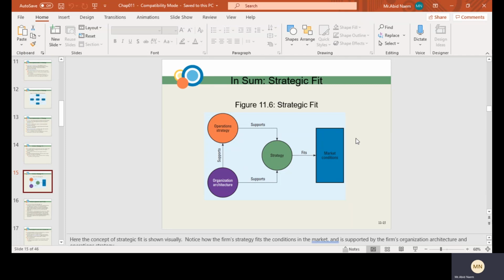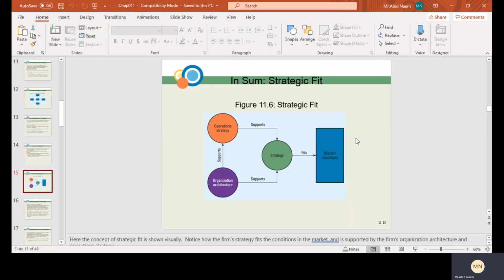We were discussing the international business strategy for M&E, and we stopped the lecture at strategic fit. This is the graphical representation of strategic fit. It is basically understanding that operation strategy and organizational architecture, organizational architecture should support the organizational strategy. When these two support strategy, that will fit with the market conditions.